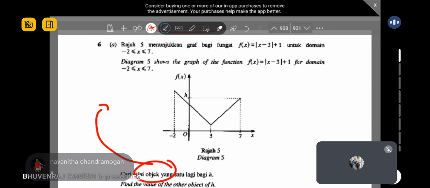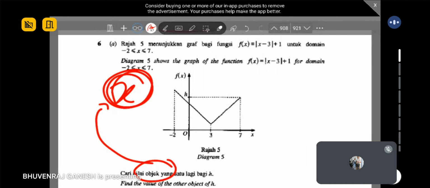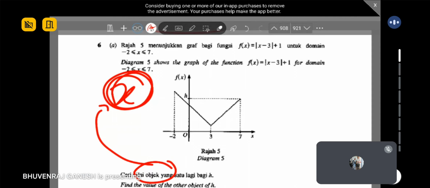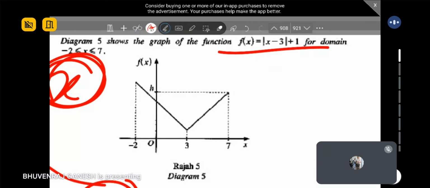So object? Yes. Object, remember always you must find your X. In other words, the question is ask you to find your X. That's all. Okay, so you can use the function over here and then you must find the other object of H. Okay, so guys, you can see over here, H ada dua objek. Am I right? Okay, so kamu lukis satu garis dan ada satu lagi garis ke kiri.